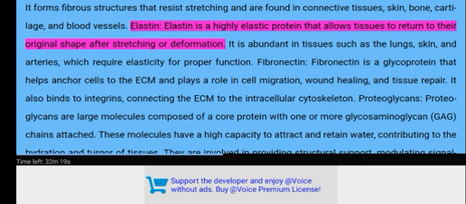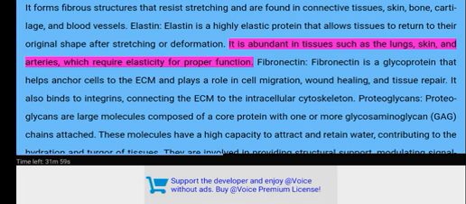Elastin. Elastin is a highly elastic protein that allows tissues to return to their original shape after stretching or deformation. It is abundant in tissues such as the lungs, skin, and arteries, which require elasticity for proper function.